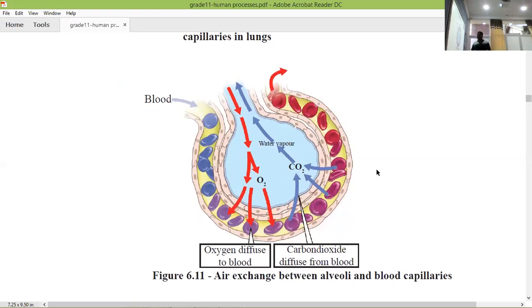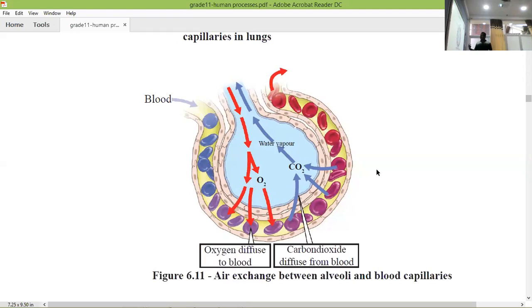This single alveolus shows how oxygen is given out from the alveolus to the blood capillary and how carbon dioxide is given from the blood capillary to the alveolus. Red color is oxygenated blood, blue color is deoxygenated blood.